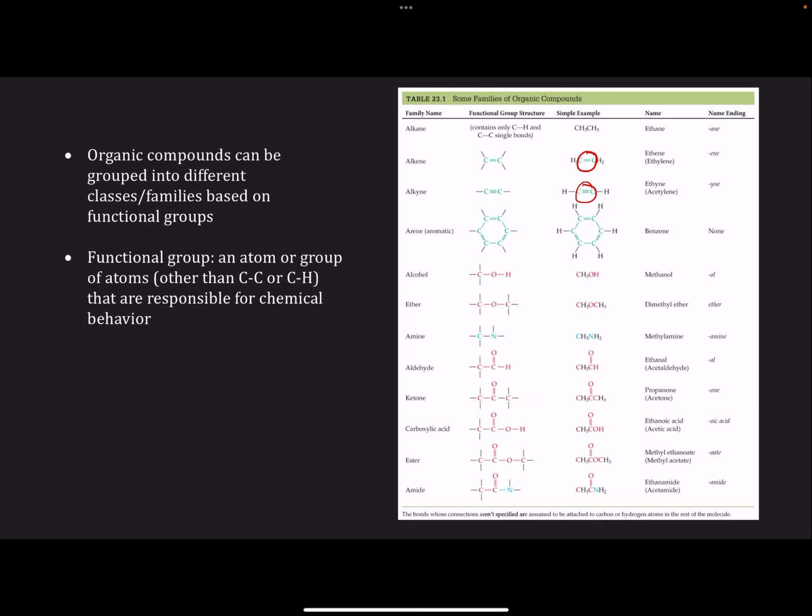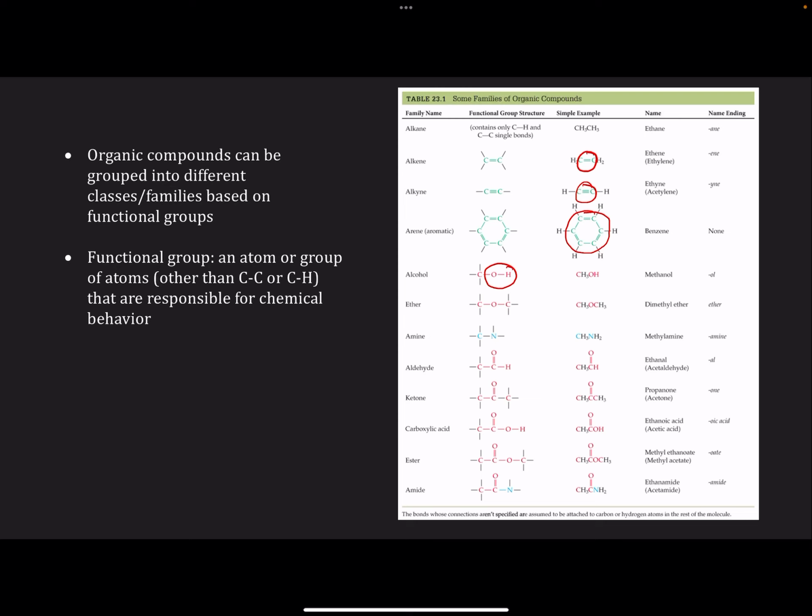Arenes, those we said were aromatic compounds. They're going to be categorized by having a ring structure of carbons with alternating double bonds. So we're going to see what we call a benzene ring present. It is this ring structure with the alternating double bonds that classifies something as an arene. Alcohols are going to have an OH group.